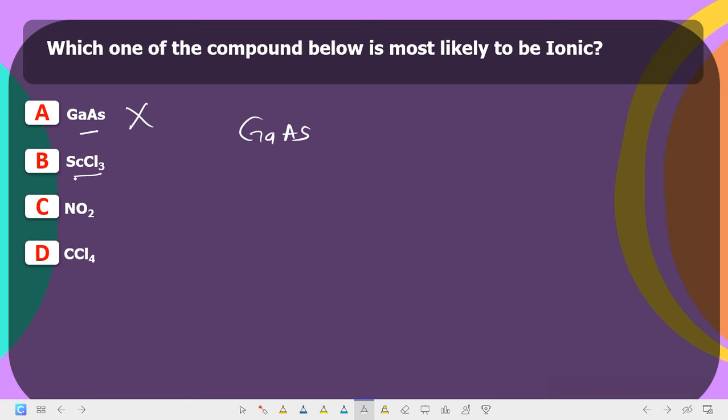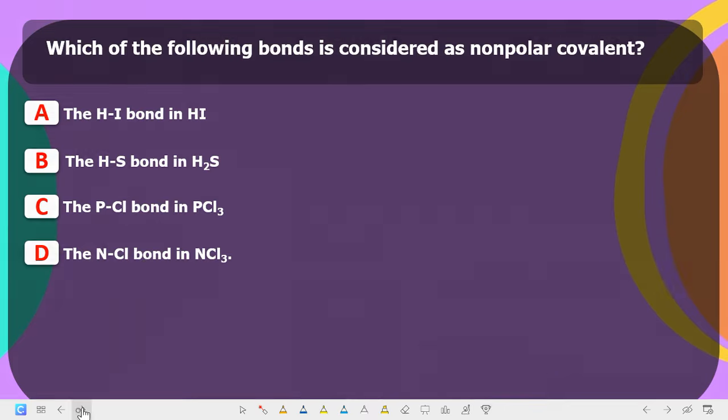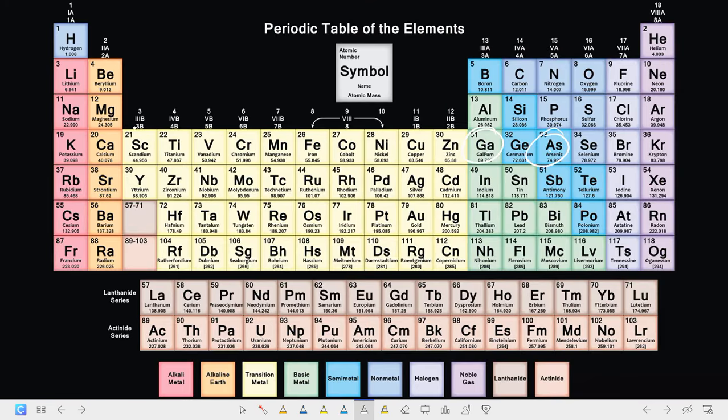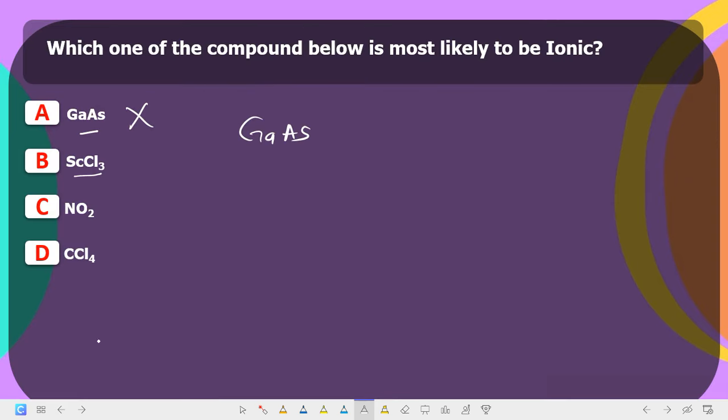Scandium and chlorine. Let us look at scandium. I think scandium is in group 1, okay? Scandium should be in group... Okay, scandium is not in group 1. Scandium is in group 3, group 3B. Then chlorine is in what group in the periodic table? Chlorine is in group 17. So we have 3 and 17 for scandium chloride, which is 3 and 7.